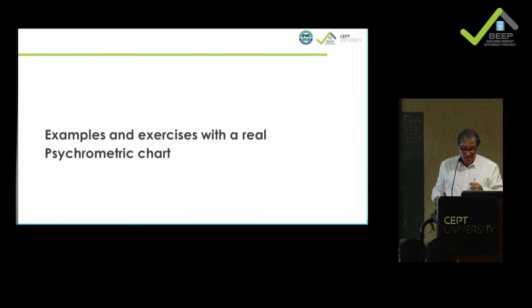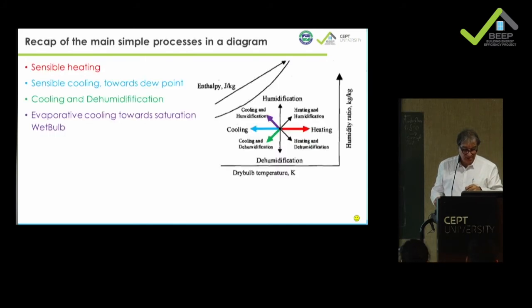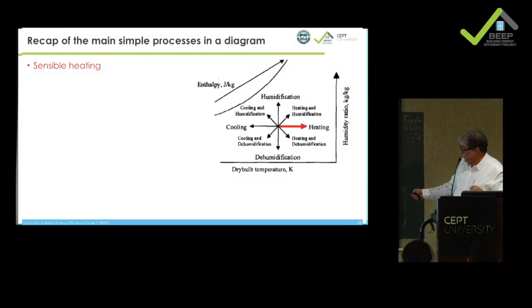So now we are going to make some examples and exercises together. Just remember, sensible heating in the diagram is like this. That means you are going from left to right, you increase the temperature, but you stay constant on the absolute humidity. Sensible cooling, you are cooling like that, and if you go up to the end, you are reaching the saturation curve. That means you are going to reach what is called the dew point.